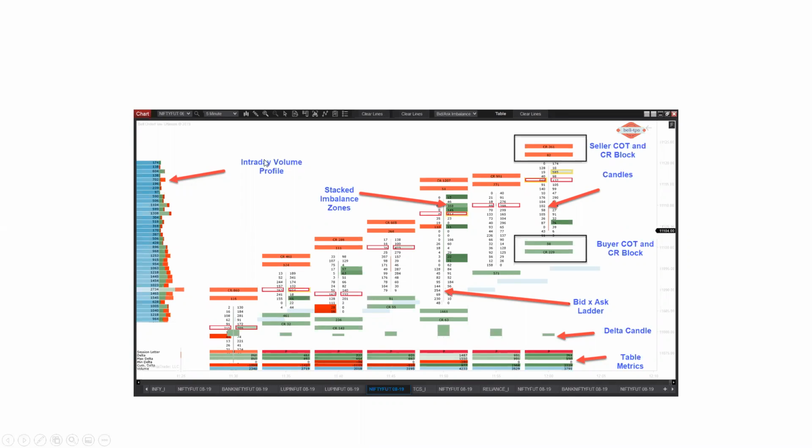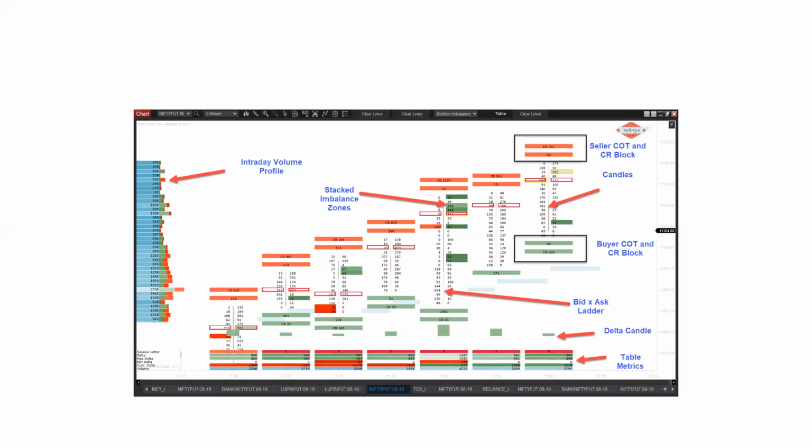Then we have an intraday volume profile, which tracks the volume profile for that particular day alone, right? Inside the ladders, you're going to find the candlestick. It's a classical candlestick, nothing much different there. And the most important thing is that you get the delta candle, which tells whether the candle is controlled by the buyers or by the sellers.